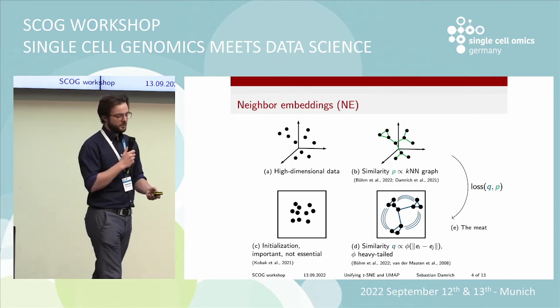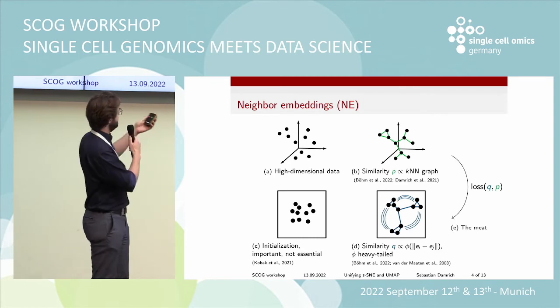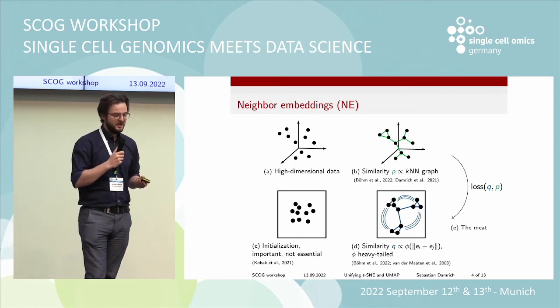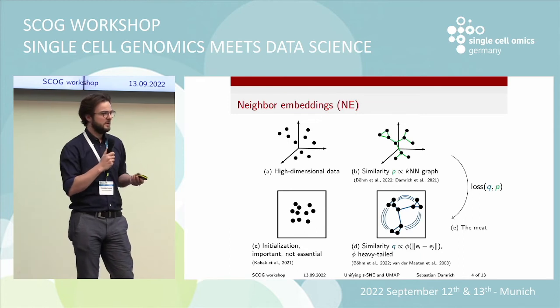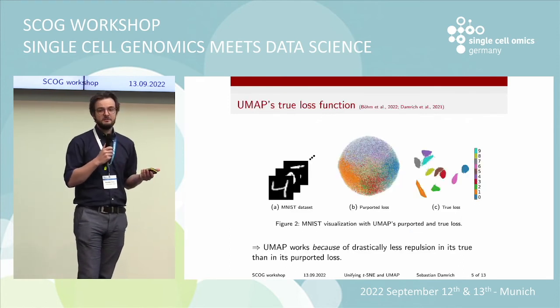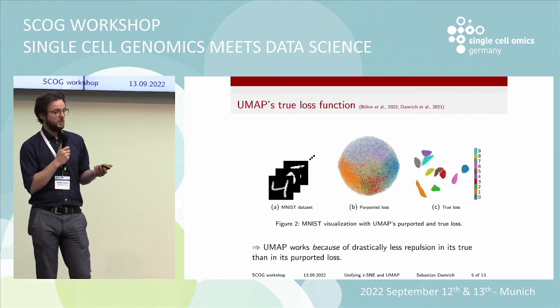And while there are some choices involved in the other steps, I would strongly argue that the main difference is in the loss function. This is where the meat is. So let's check out UMAP's loss function. This is what we did.